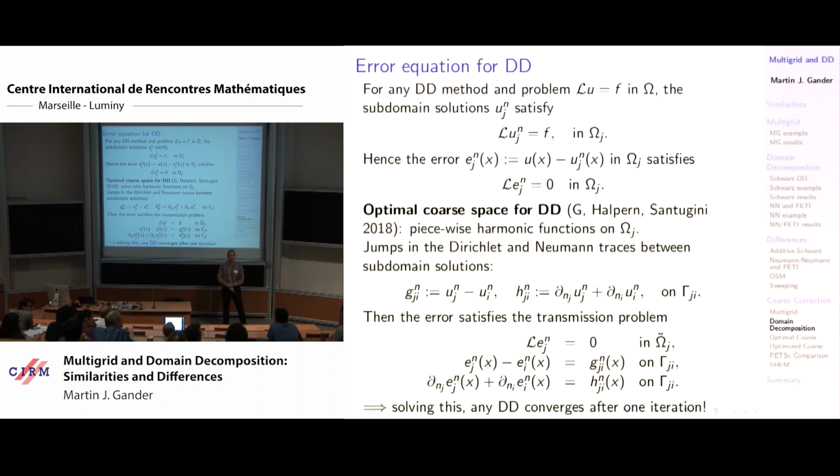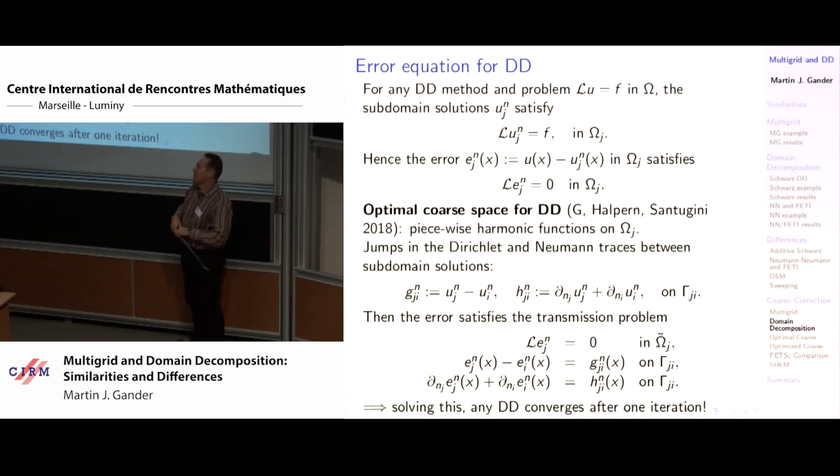Yes? Is it non-overlapping or overlapping? Or is it gamma_ji strict? It's a very, very good question. This works for any method, overlapping or non-overlapping, but the correction in the coarse space is done in a non-overlapping setting. So you use the subdomain solutions in a non-overlapping decomposition, and the jumps are posed at the non-overlapping interfaces.